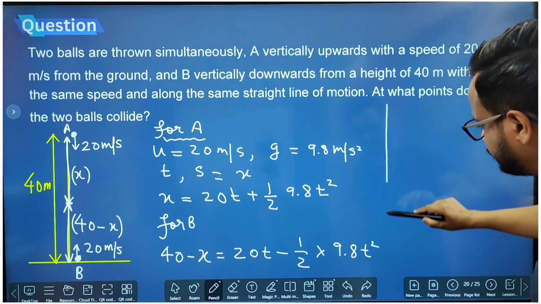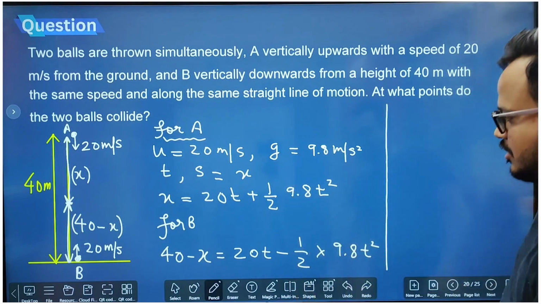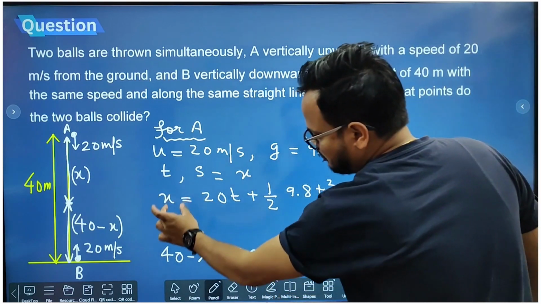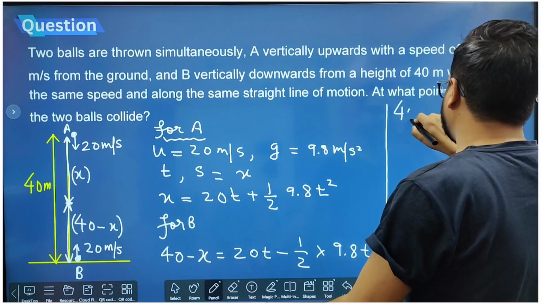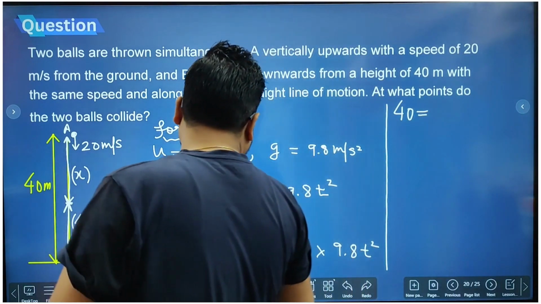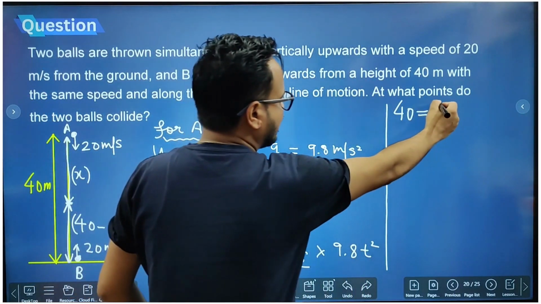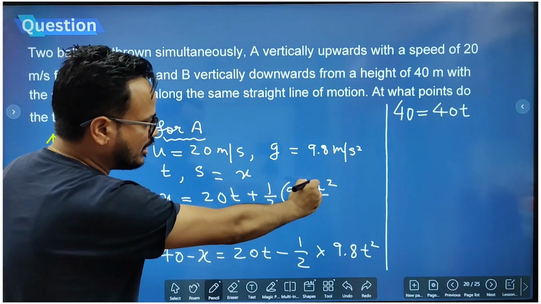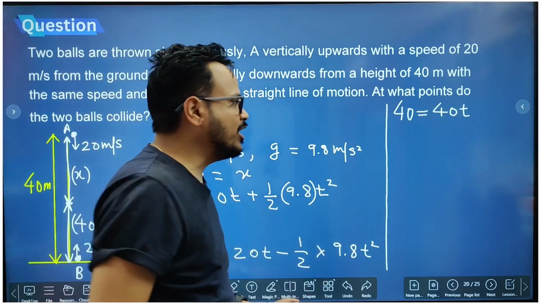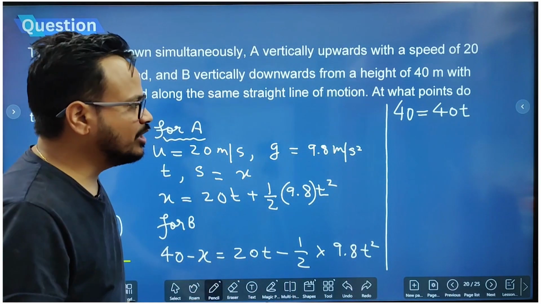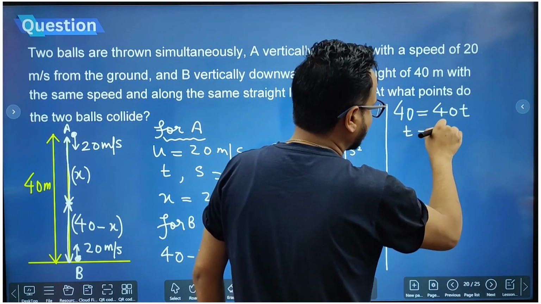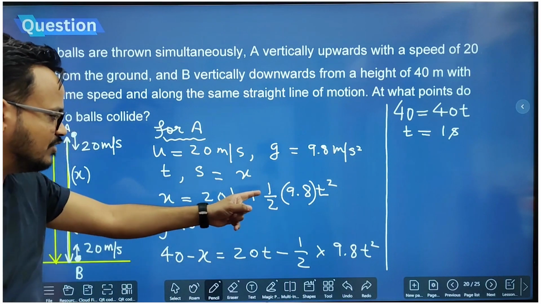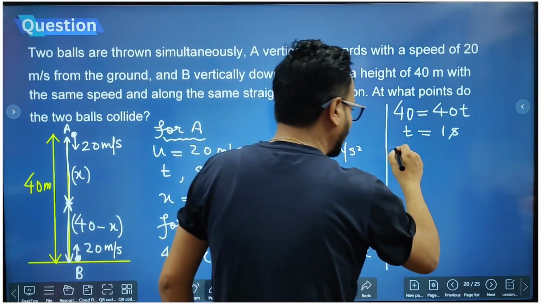Now if we add these two equations, x plus 40 minus x, then x will get cancelled out and 40 is left, and then 20t plus 20t, that is 40t, and plus half into 9.8 t square minus half into 9.8 t square, these two will also cancel out. So the value of t is 1 second. If we put this value in any of these equations, we can find x.